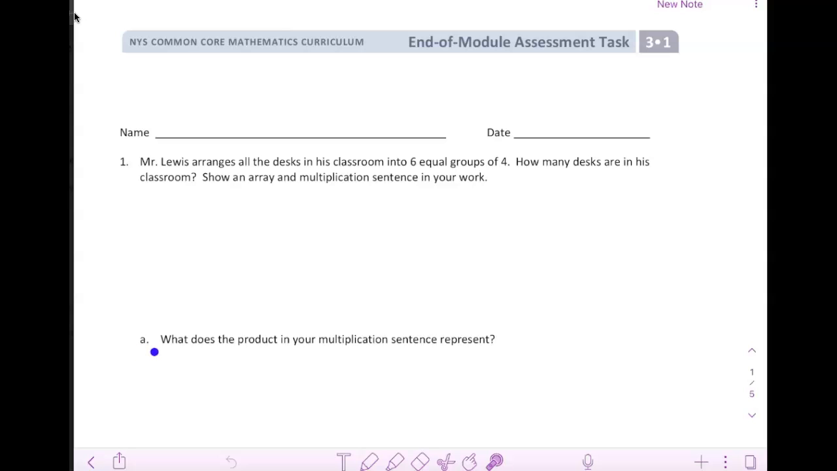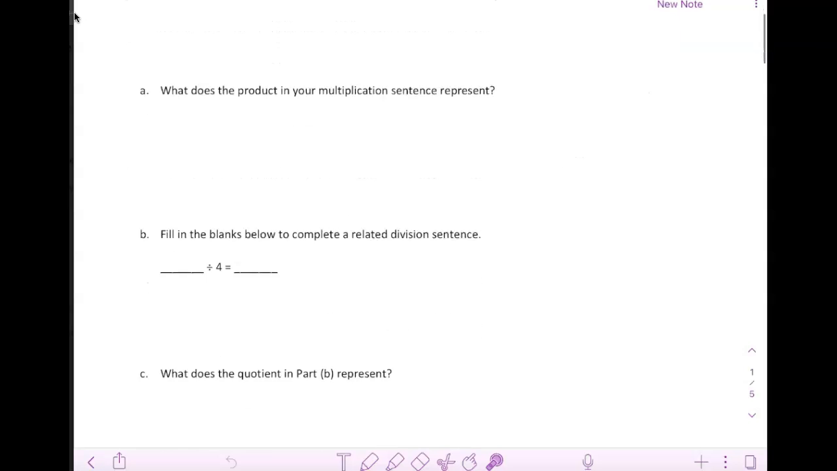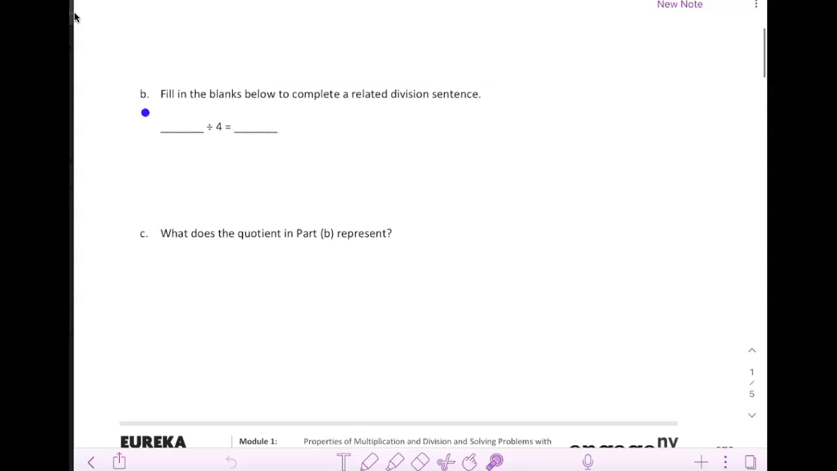Letter A. What does the product in your multiplication sentence represent? Remember, a product is your answer, your total. Letter B. Fill in the blanks below to complete a related division sentence. Letter C. What does the quotient in part B represent? So what does your quotient from up here represent?